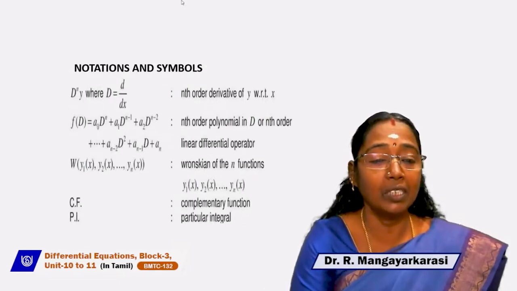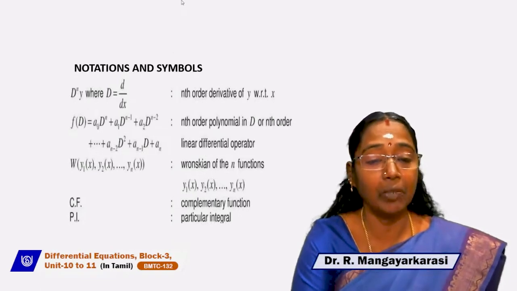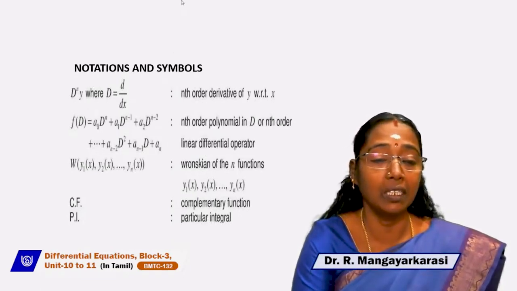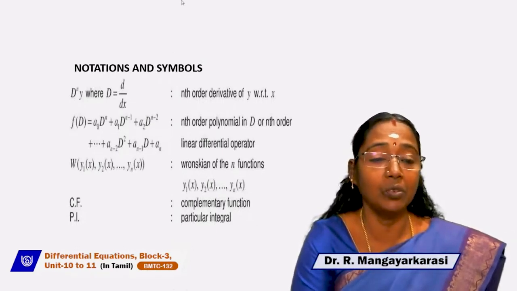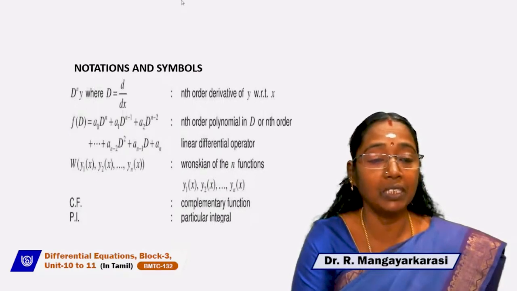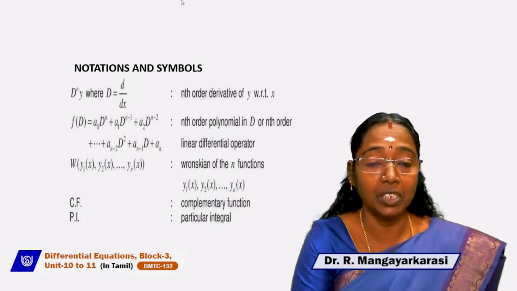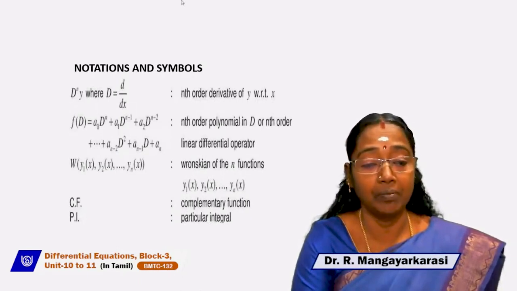And you are having the Wronskian. This W symbol is denoted as a Wronskian. That is W of y1 of x, comma y2 of x, etc. yn of x. This Wronskian plays a very major role in this differential equation. And especially in block 3, we are using this Wronskian. That is W of y1 of x, etc. yn of x denoted as Wronskian of n functions. What are those n functions? y1 of x, etc. yn of x.